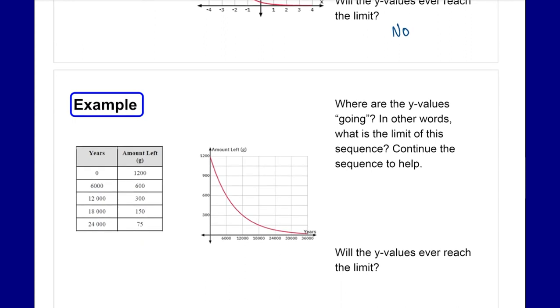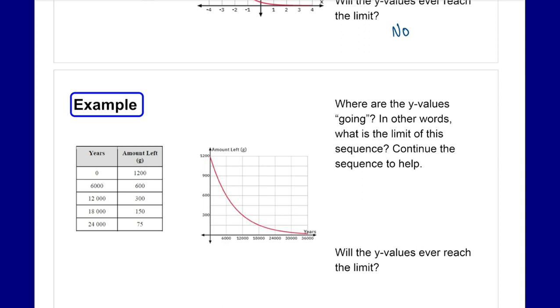This next example is basically a graphical representation of radioactive decay. We're looking at a certain amount of radiation or material that's left over, and every 6,000 years, it decreases by half. So we lose half of it, or half of it becomes not radioactive anymore. And the pattern continues. So again, the question is, where are the y values going? What is the limit to the sequence?